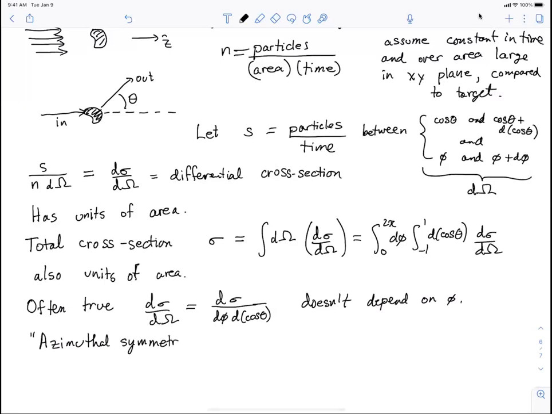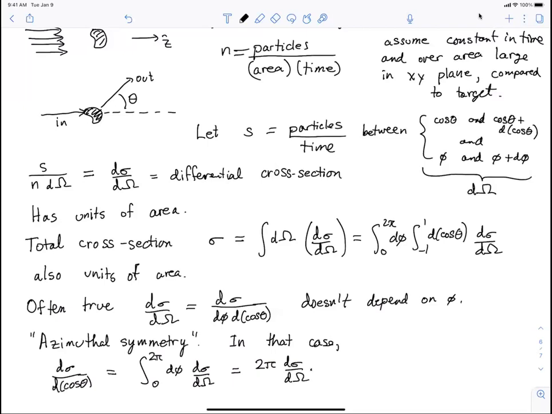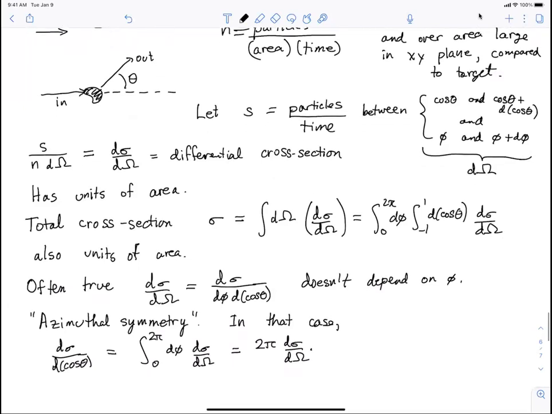That's just a $10 word or $10 phrase that means it doesn't depend on phi. And so in that case, then we can just write d sigma by d cos theta. We can define that. And so sometimes you'll see that listed as the differential cross section. And that just means you integrate over the phi that it doesn't depend on. And so if you're integrating over phi and it doesn't depend on phi, that just means you're multiplying by 2 pi. Okay, so that's an important special case that will arise, but it doesn't always have to be true.